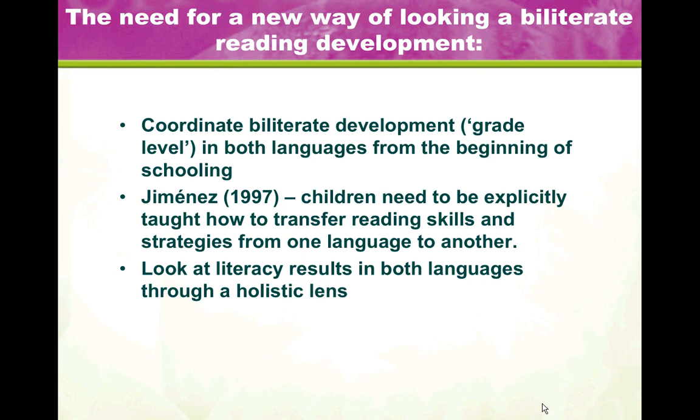We need to have a new way for looking at biliterate reading development. We need to coordinate biliterate development by the grade level in both languages from the beginning of schooling. Children need to be explicitly taught how to transfer reading skills and strategies from one language to the other. And we need to continue to look at literacy results in both languages through a holistic lens.